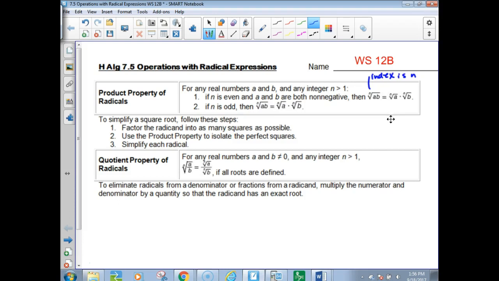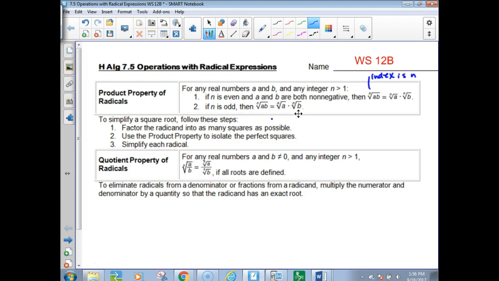So if there's no index, it's a square root. If there's a 3 there, it's a cube root. If there's a 4, it's a fourth root, and so on. You can break up the number that's under there into a product and then separate them so that you can simplify the radical. And you can also go backwards and multiply them. If the indexes match, then you multiply the numbers underneath. If n is odd, then you have the nth root of ab.